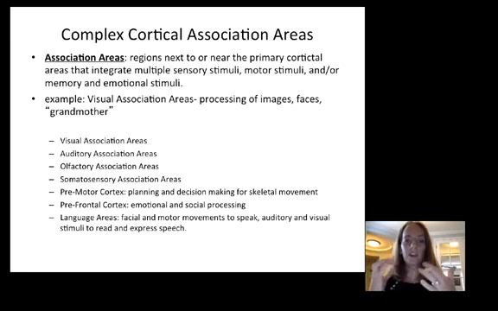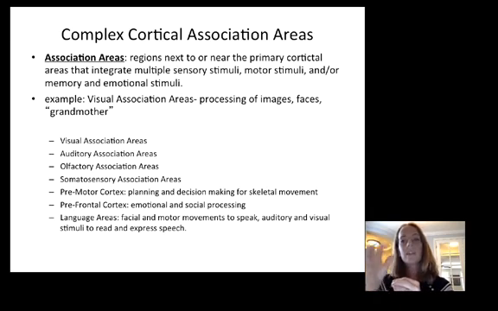The primary visual area will be the lights and the different patterns that you're looking at. And then the visual association area will be the processing of that image. Say, that is my grandmother. That is a picture of my grandmother. You'll also have auditory associations, olfactory association areas, where you're going to bring in all of the other sensory and emotional and memory stimuli and put it together with that basic primary information to say, oh, that's my grandmother.